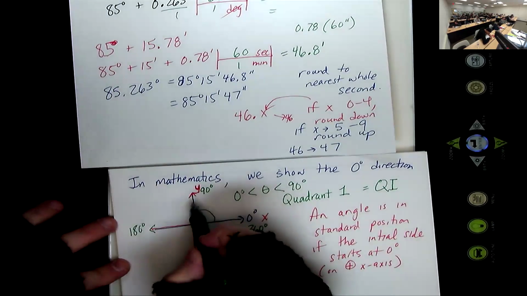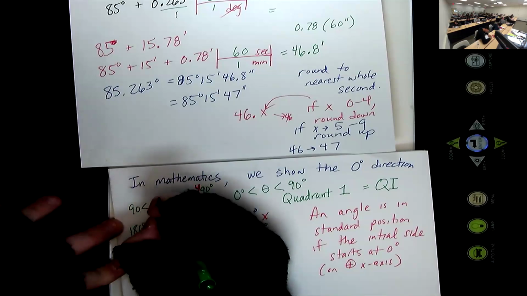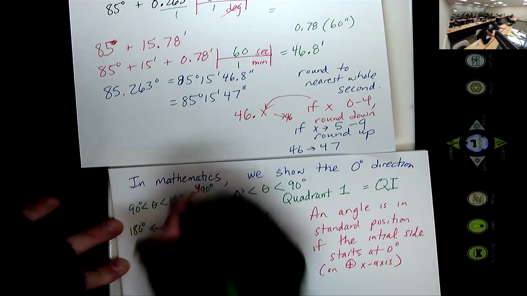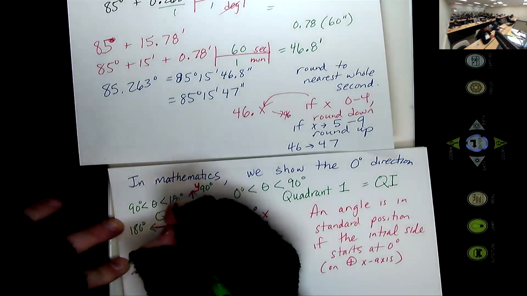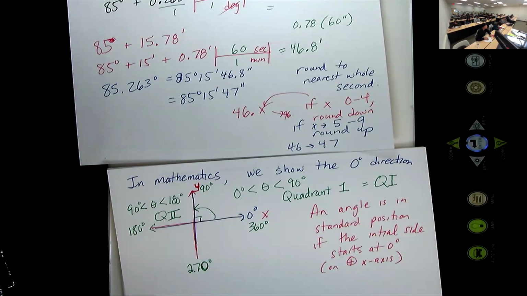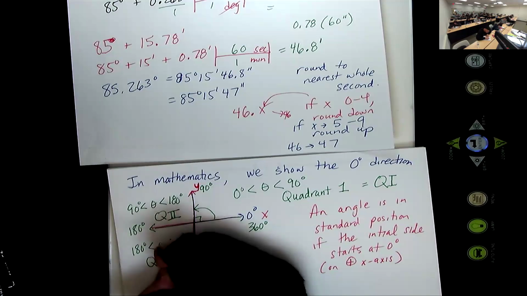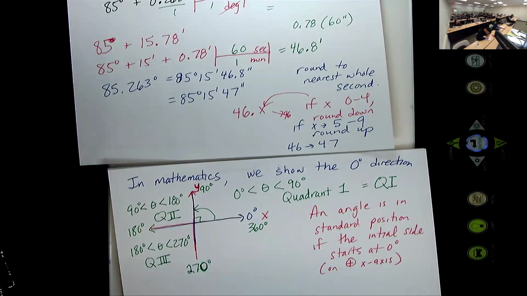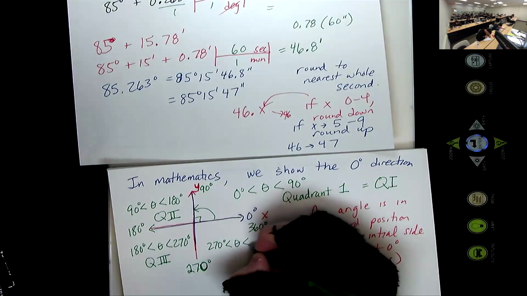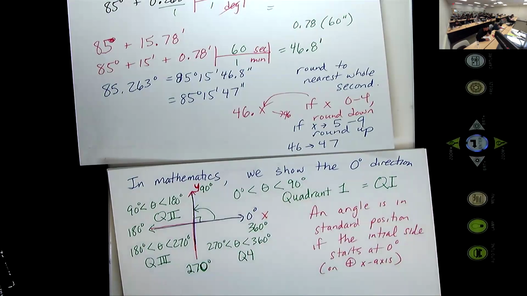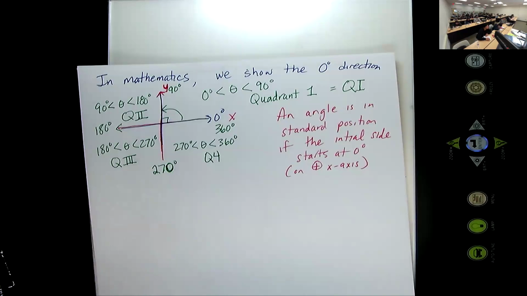If this is 0 to 90 and these are 90 to 180, any angle in this area over here has to be between 90 degrees and 180 degrees. This region is called quadrant 2. This region, theta is between 180 and 270. We call this quadrant 3. Roman numerals. And 270 to 360 is in quadrant 4. That's a lot to process, so I'm gonna pause, give me a second.